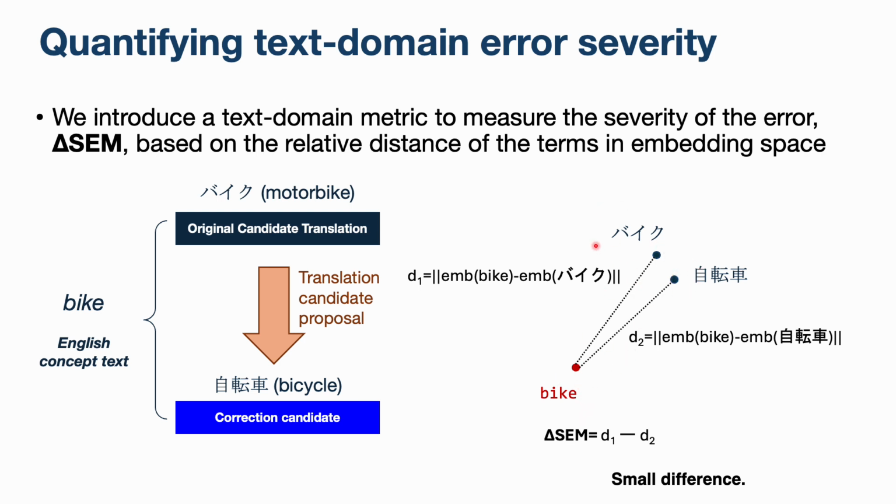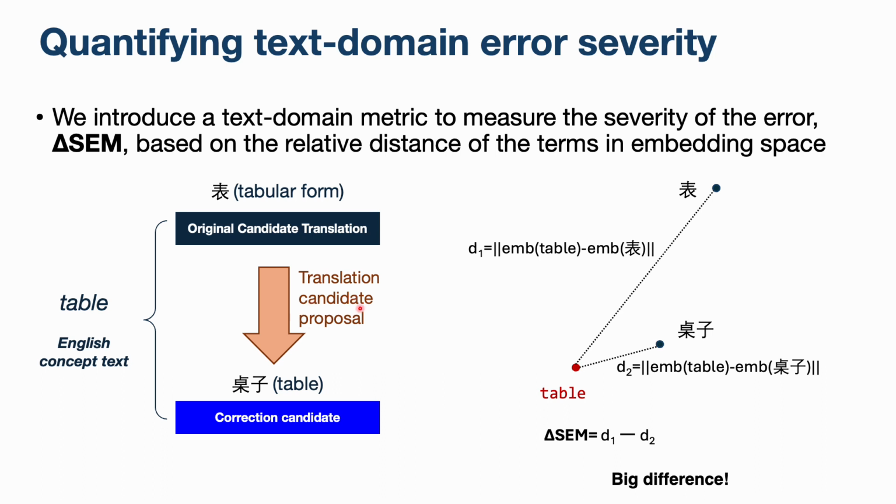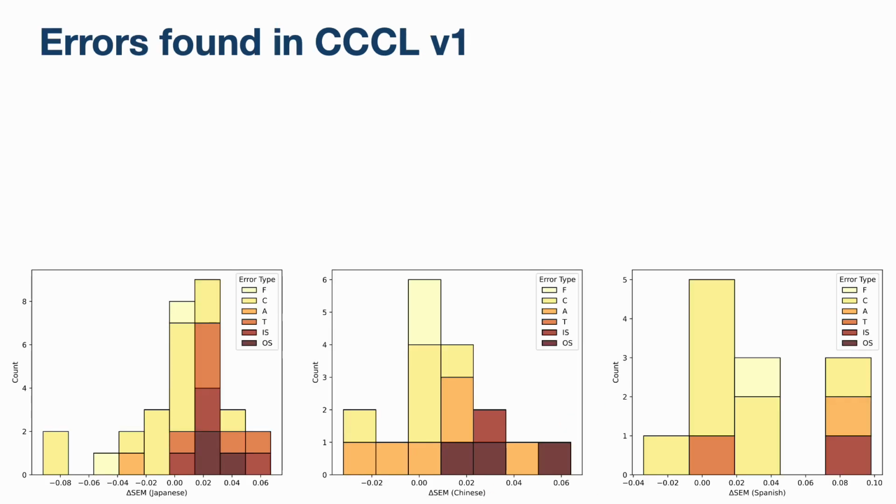We see in this example that the difference between the aforementioned motorbike sense of bike in Japanese and bicycle sense of bike in Japanese are not that far apart. So this is a small difference in this delta sem feature. Whereas there are more severe translation errors, such as translating table into Chinese as tabular form rather than table that you set things on, and we find that in this multilingual embedding space, the original translation is much further away from the English term than the corrected one. This represents a large delta sem.